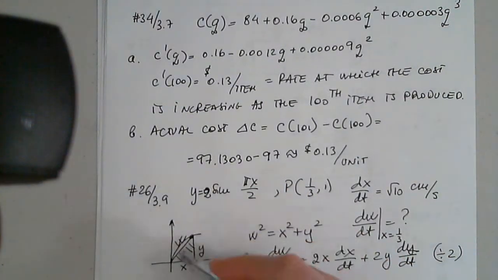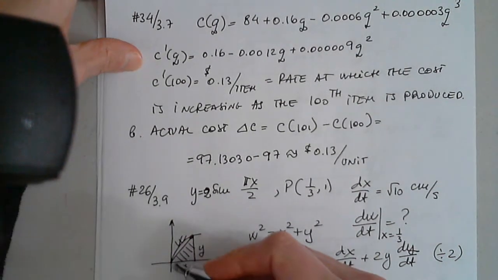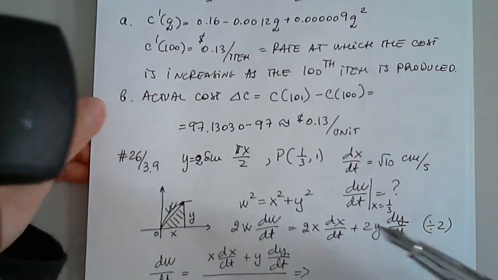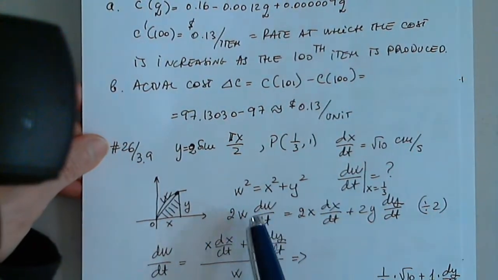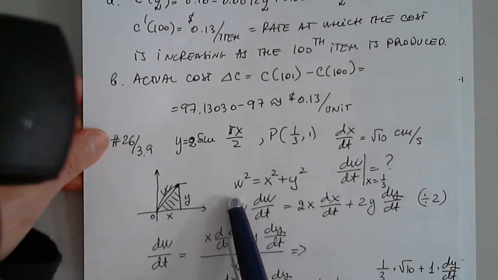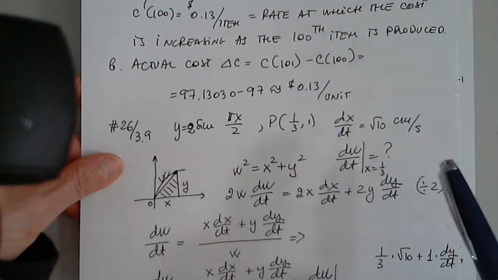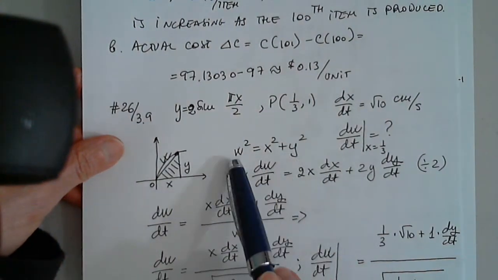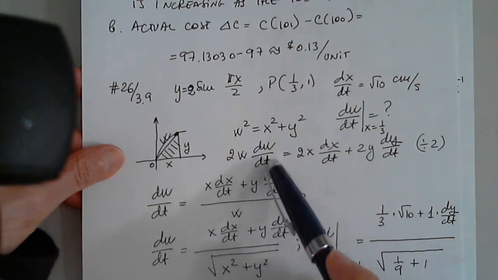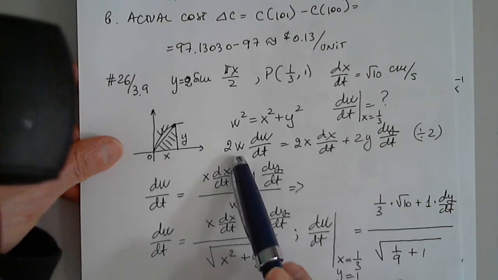And we were asked to find how fast is the distance between the origin and the particle changing at a particular instant. So here we have to write the Pythagorean theorem, x squared plus y squared equals w squared. And we are asked to find dw over dt when x is 1/3. So we differentiate implicitly. All these are functions of time. We divide by 2 and we solve for dw over dt, which is x dx plus y dy over w.